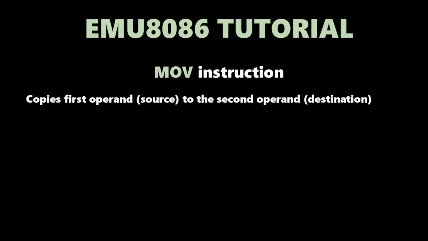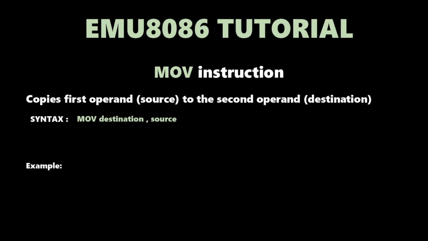So let's talk about our first instruction. It is called the MOV instruction, and it is one of the most used instructions in our 8086 assembly language. So what does it do? It copies the second operand, which is called the source, to the first operand, which is called the destination. Let's see what that means. So the syntax for writing a MOV instruction is MOV destination, comma, the source.